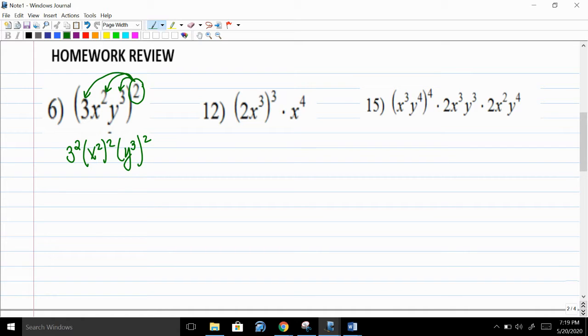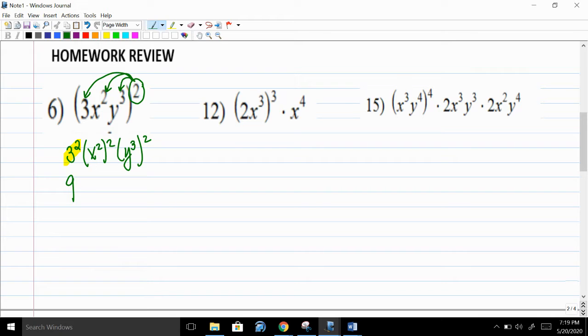Now the mistake that I see the most is with the 3 squared. Okay, 3 squared does not say 3 times 2, guys. Remember, 3 squared is 3 times 3, which is 9. A lot of you guys are accidentally putting 6. Remember, you're not doubling it. You're not multiplying it by 2. You're multiplying it by itself, 9.